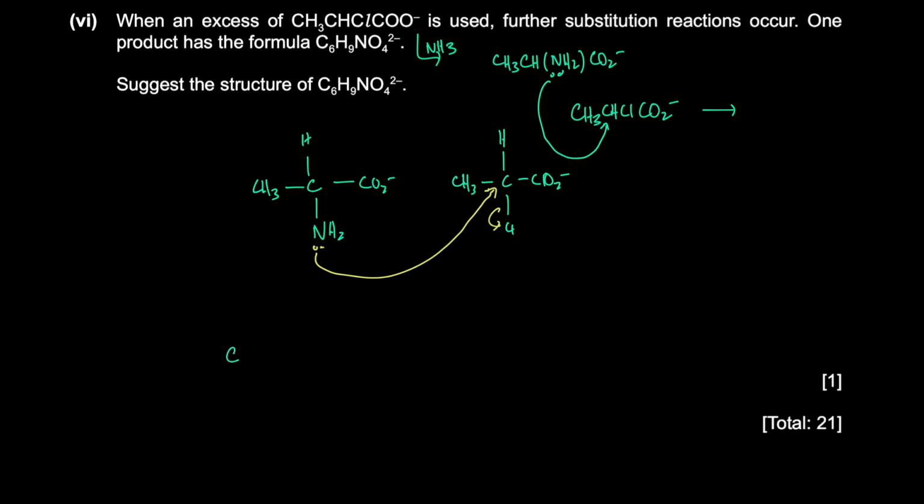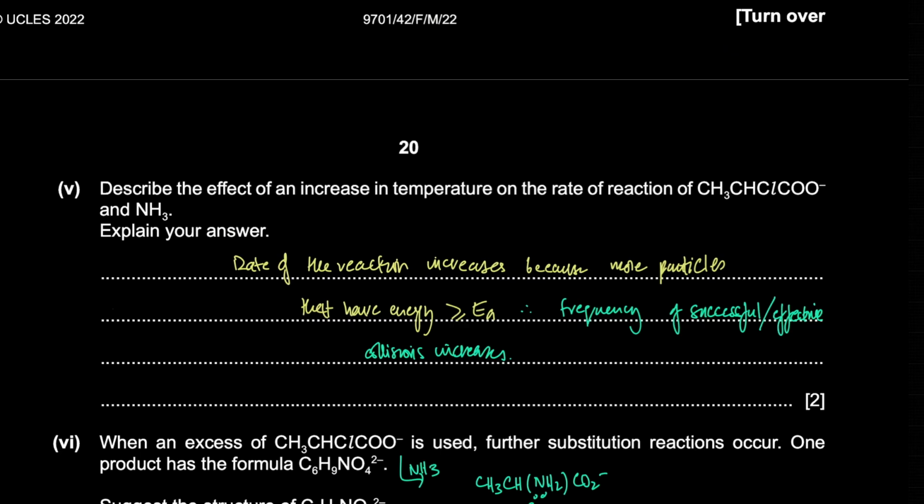I'll draw the structure. You have a CH3, a C with an H, and now this nitrogen bonds to this carbon. This nitrogen over here ends up bonding to this carbon, and this carbon is bonded to an H, a CO2 minus, and a CH3. Now nitrogen obviously will have 3 bonds, so we'll also have an NH over here, similar to what happened in the previous reaction.